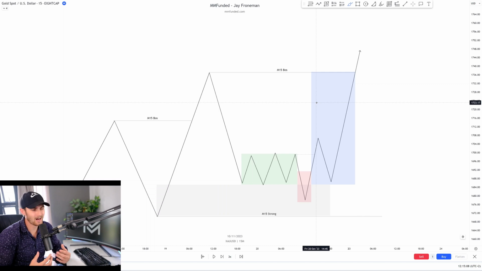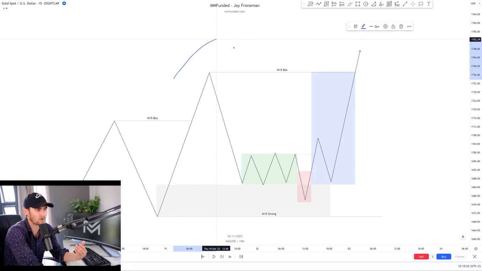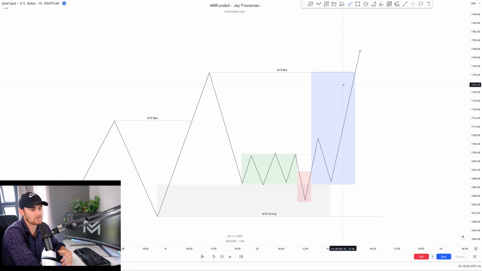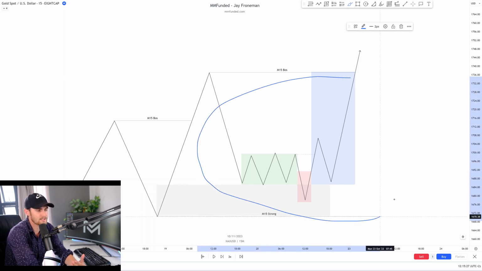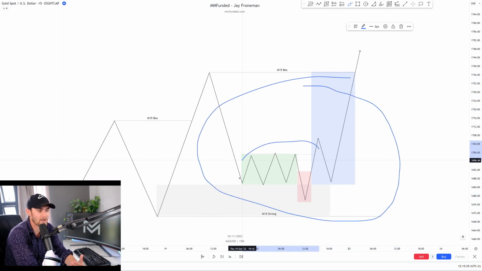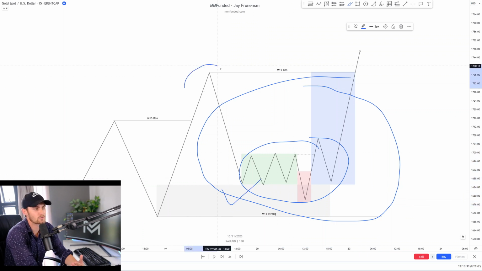Now, the really high probability ICT power of 3 setups come in once you start to incorporate your structure and high probability institutional levels where price may pull back into, to then continue targeting those weak highs, where we can start to incorporate ICT's power of 3 as our entry model to get involved off that institutional level to continue targeting those weak structural points.